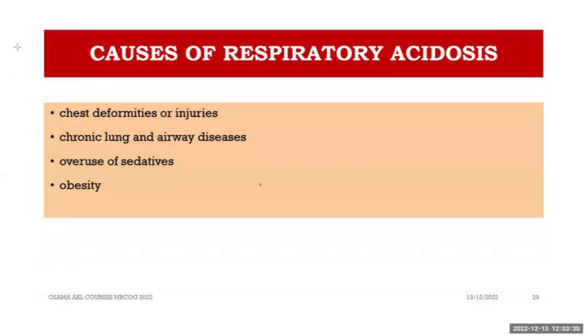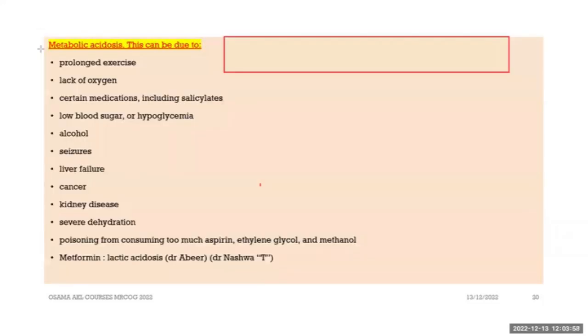Okay, so what can cause respiratory acidosis? Anything that leads to inability to remove carbon dioxide from the lung will lead to respiratory acidosis. So a problem in the chest wall, in the lung, in the respiratory center, like sedatives or obesity, being unable to take a good breath, will lead to accumulation of carbon dioxide. So this is respiratory acidosis.